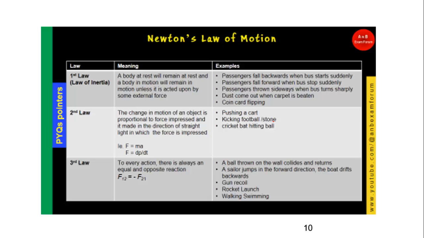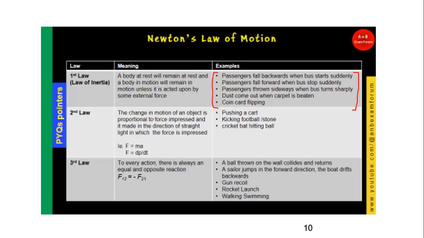The first one is the first law, the law of inertia. It is basically the definition of inertia. A body at rest will remain at rest, and a body in motion will remain in motion unless it is acted upon by some external force. The example we have just seen is an example of inertia, and the same examples apply to the law of inertia, or the first law of motion.